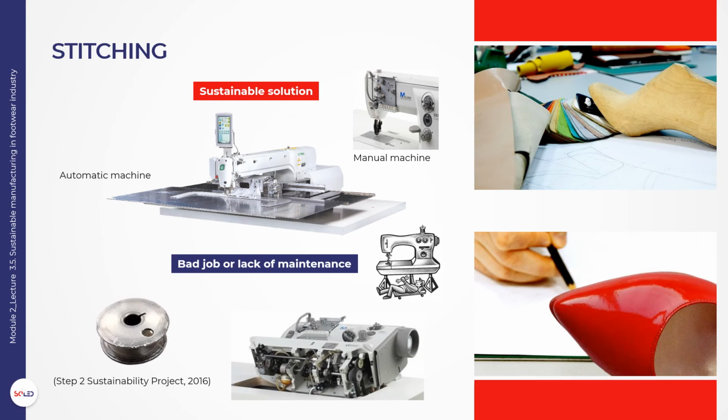A bad job or lack of maintenance can have the opposite effect even with new and automatic equipment. On the contrary, old stitching machines can work well, as long as they are properly maintained, regularly cleaned, adjusted with suitable parts, and decent quality thread is used.